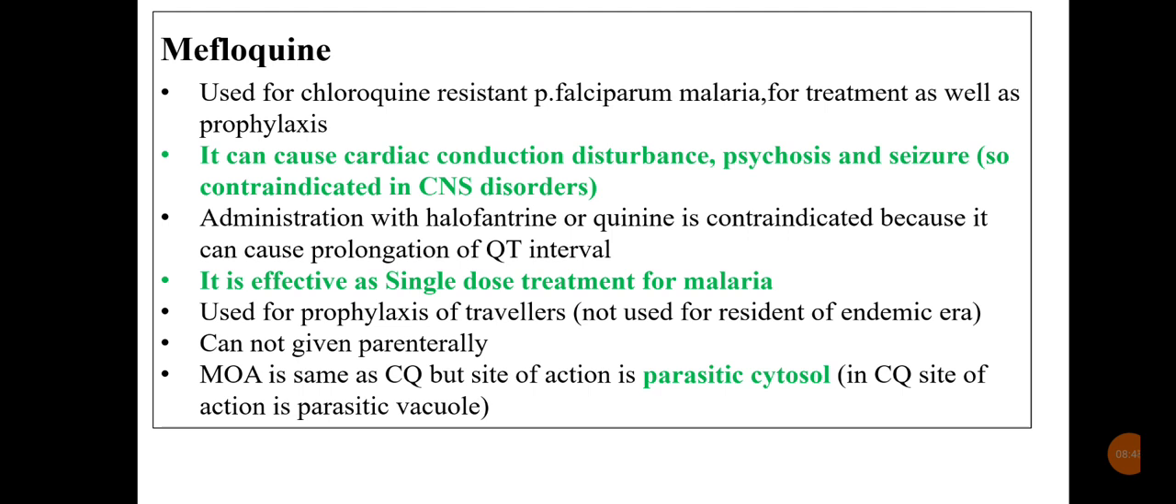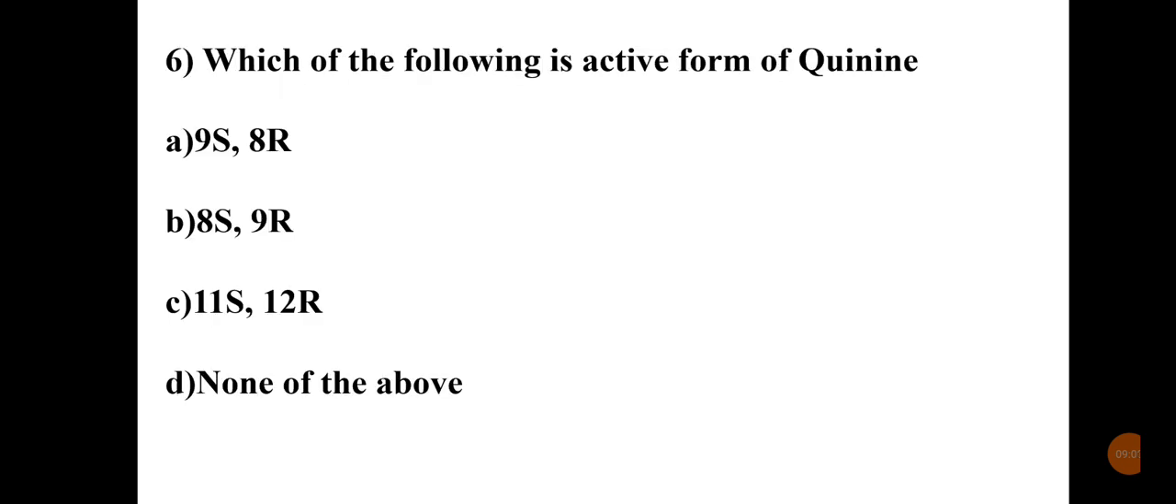Then another important point, that is the single dose treatment. Then another important point is that it is contraindicated in CNS disorders, right? And it is used for the treatment as well as prophylaxis. So these are the important points. The next one, which of the following is the active form of quinine? So that is also very important, right?